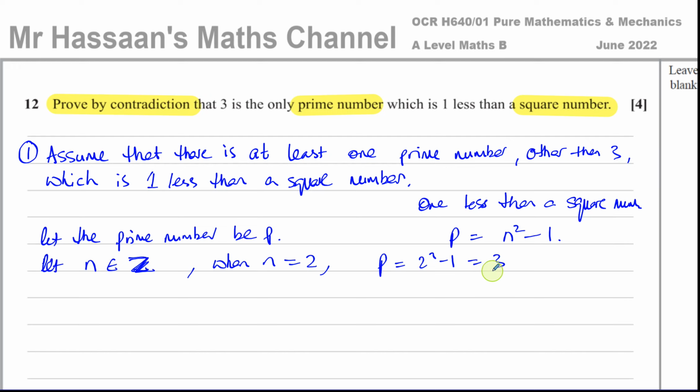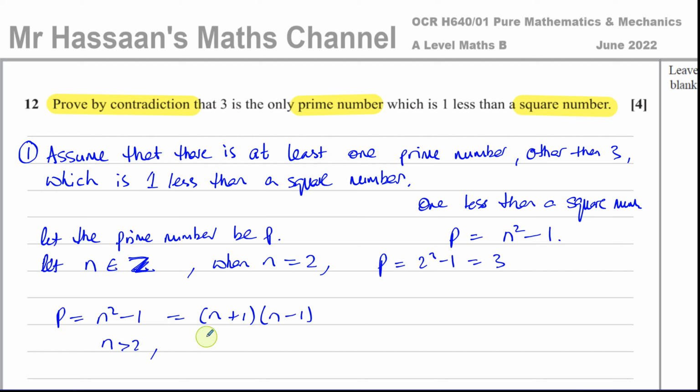We've got to now prove that there are other prime numbers which are 1 less than a square number. So we can say that P equals n squared minus 1, which is basically n plus 1 times n minus 1. Now we've considered n equals 2. When n is greater than 2, you're going to have a number times another number, and none of them are going to be 1.